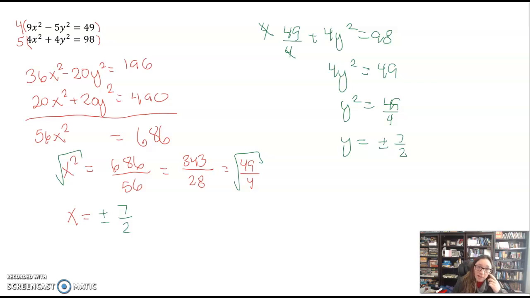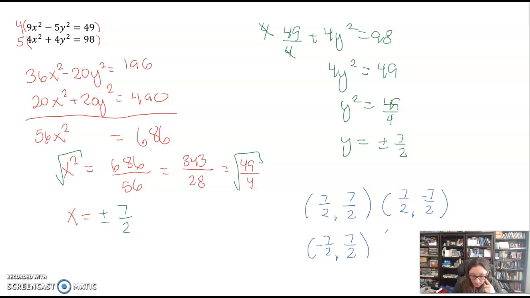Okay. So my final answer, if I'm writing it in an ordered pair, right? Well, I had 7/2, and then with 7/2, I had either 7/2 or negative 7/2. And then I had negative 7/2 for my x value, and I had either 7/2 or negative 7/2. Okay? And those are my 4 points.